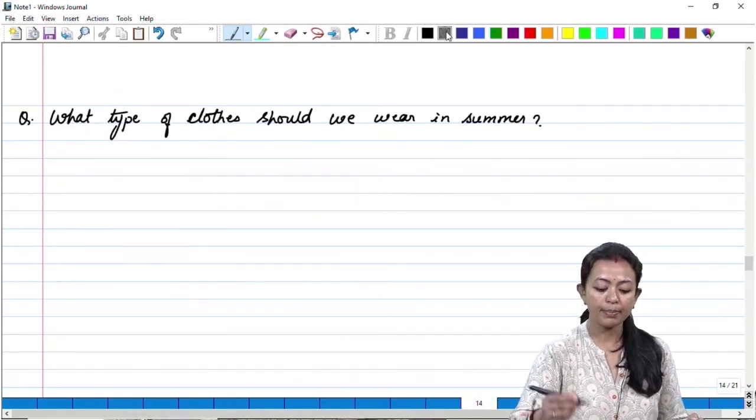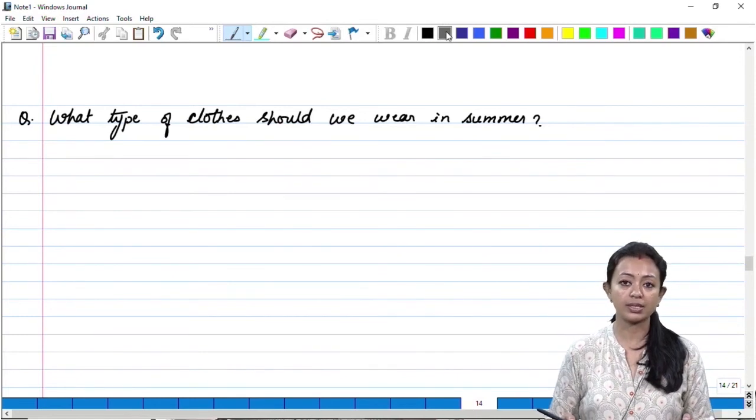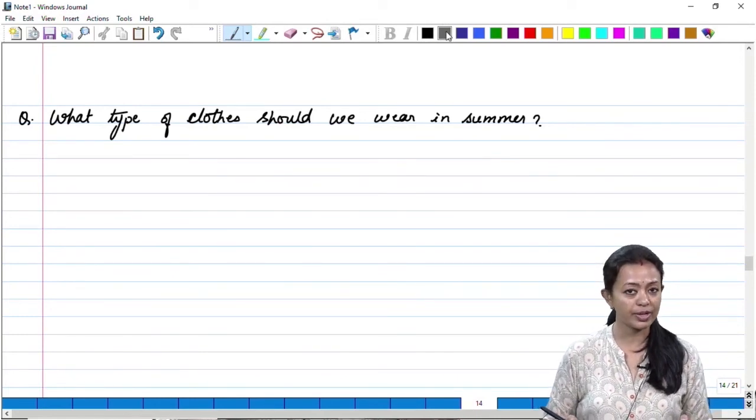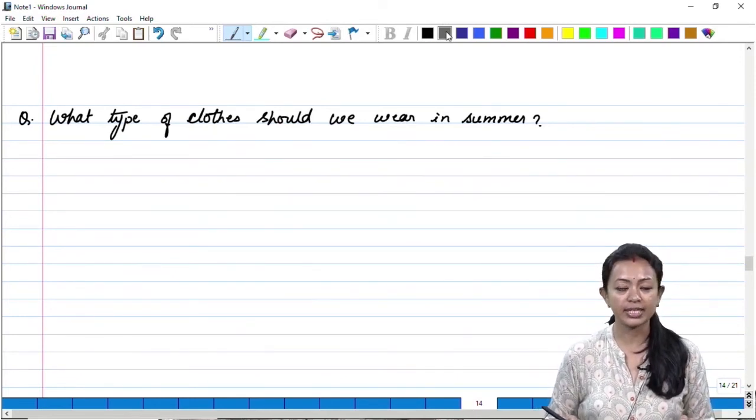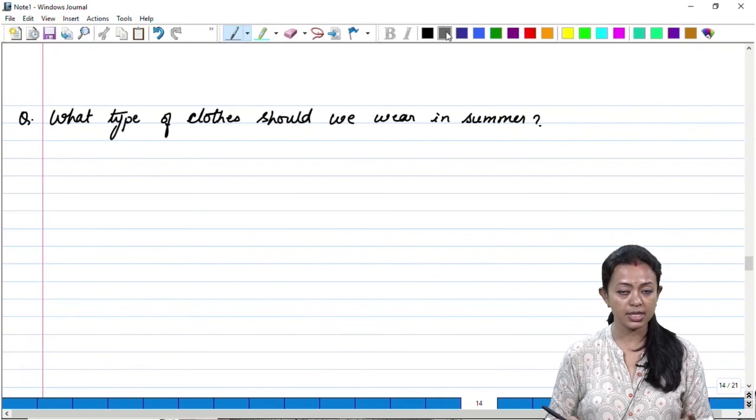Alright, now next let's move to the next question. What type of clothes should we wear in summer? What do you think? We had already discussed. Definitely it has to be cotton. Why cotton? There are two reasons why cotton can be used. One reason is that cotton is a very good absorber of moisture. Second, cotton has a lot of air gaps, air pores on it.